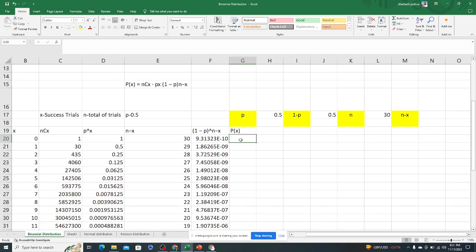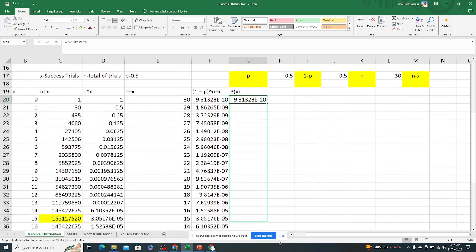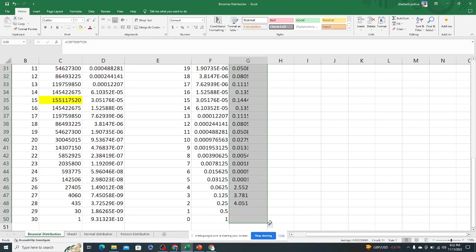Okay, so in this case we are going to say it is now equal to n combined x, which is this one, multiplied by the probability of success, p, raised to x, which will be this, multiplied by the probability of not success raised to the number of non-success trials. So we are going to combine with this. And after this, we can now drag it down and see how our probabilities will look.